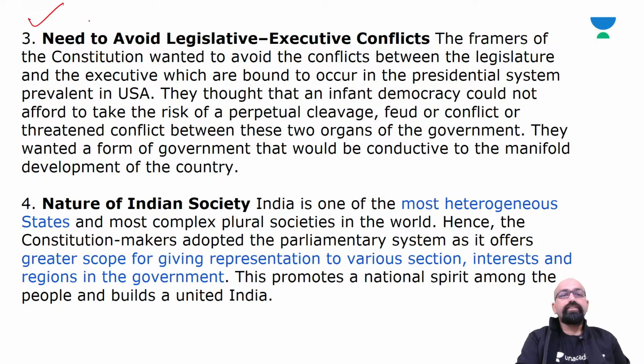Next reason is need to avoid legislative executive conflicts.